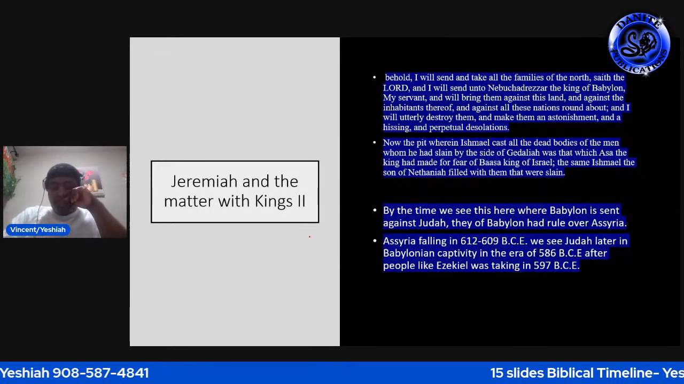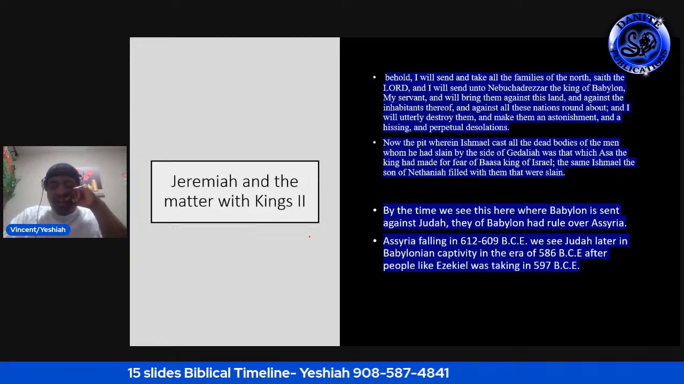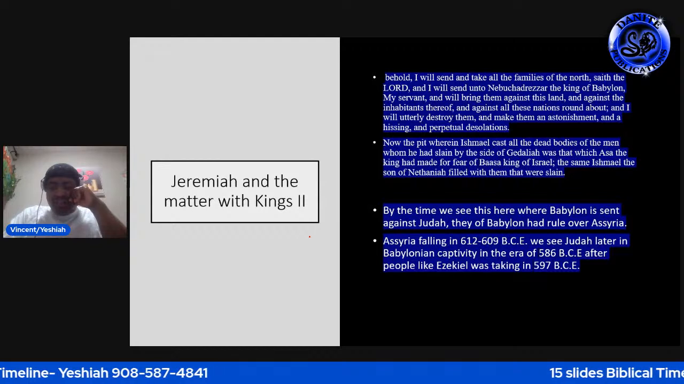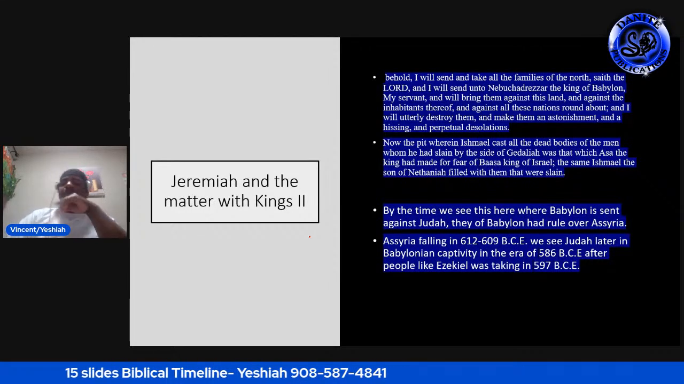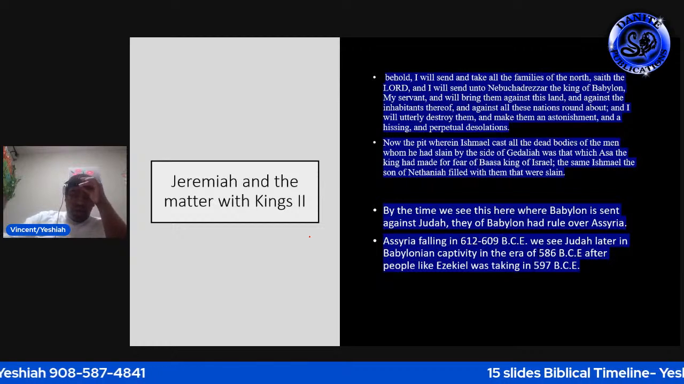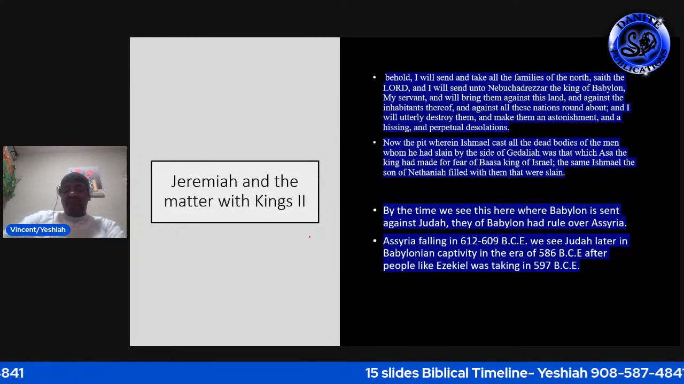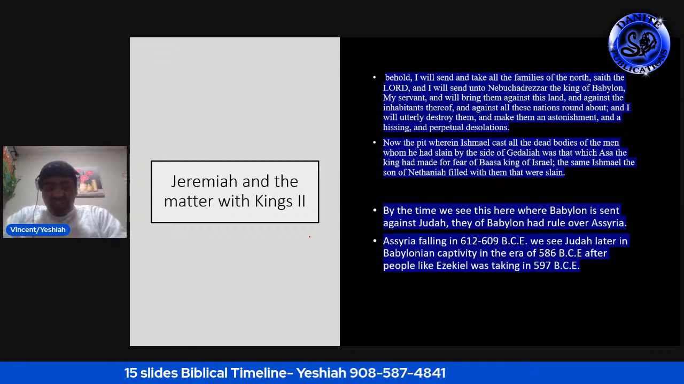Now the pit wherein Ishmael cast all the dead bodies of the men whom he had slain by the side of Gedaliah, which was that which Asa the king had made for fear of Baasha of Israel. The same Ishmael, the son of Netaniah, filled it with those that were slain. What am I pointing out? This comes from Jeremiah chapter 41. So you can look in your own time, read Jeremiah 25, read Jeremiah 41, all right? And you begin to see where his quotations are at.